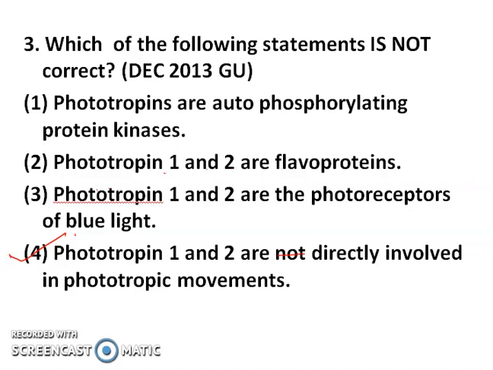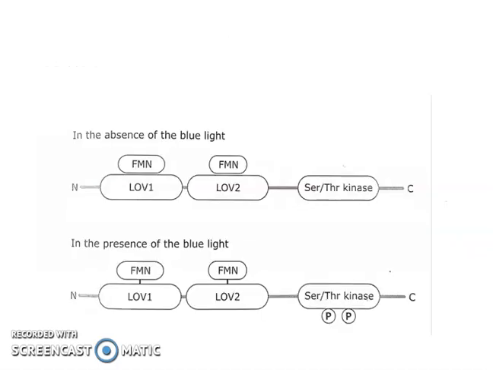Now, we will see with the help of the diagram the function of phototropins. In the phototropins, there are two terminal domains: the N-terminal domain and the C-terminal domain. In the N-terminal domain, there are two domains known as LOV1 and LOV2. Attached with this LOV1, there is FMN, which is flavin mononucleotide. In absence of blue light, they are attached with the LOV1 through non-covalent bonding. And in the C-terminal region, there is a kinase which is serine threonine kinase.